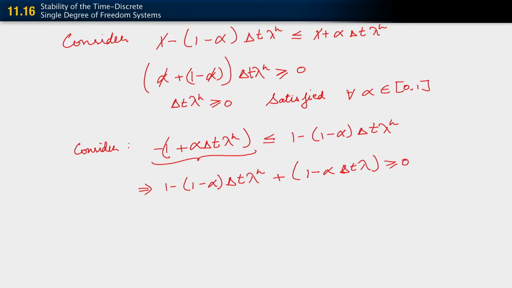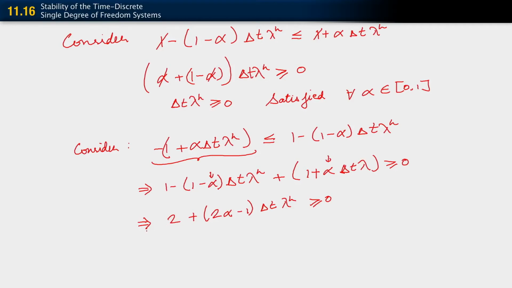Okay, I note that I need a plus sign there. Okay, with that plus sign, I go ahead and now I get 2 plus 2 alpha, right? One alpha coming from here and another alpha coming from here. 2 alpha minus 1 times delta t lambda h is greater than or equal to 0. Okay, that is the condition we need.